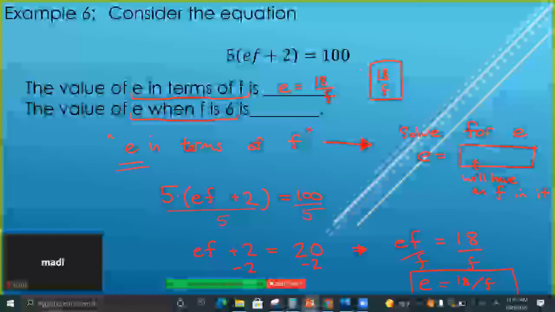Then they say, what is the value of E when F is 6? Well, that means we're going to plug in a value for F now, simplify. So 18 divided by 6 is 3. So then my answer is 3. I solved it for E, and then they gave me a value to plug in for the other variable, and then we just simplified.